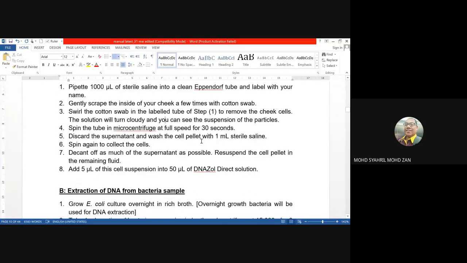And then you have to spin the tubes in the microcentrifuge at full speed for 30 seconds. So full speed bergantung pada apa centrifuge yang ada. So ia lebih kurang 5,000 G. Okay. So you have to discard the supernatant first and then wash the cell pellet with the sterile saline. And then spin again to collect the cells and decant off as much of the supernatant as you can. Okay, so jangan buang bahan dalam tu, kita buang cecair supernatant. Okay. Resuspend the cell pellet in the remaining fluid.